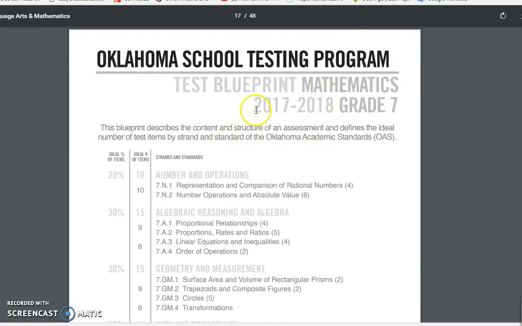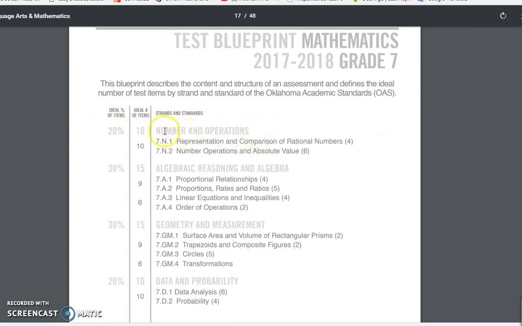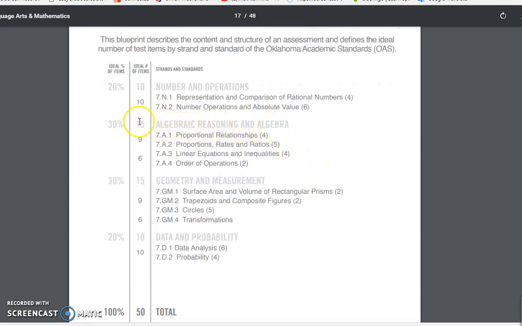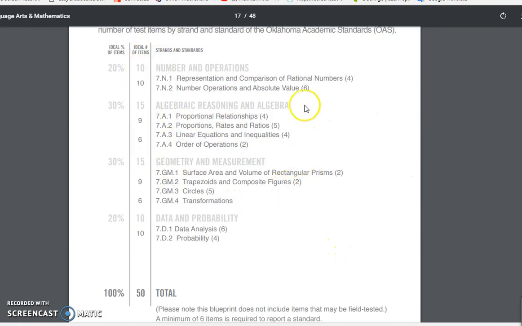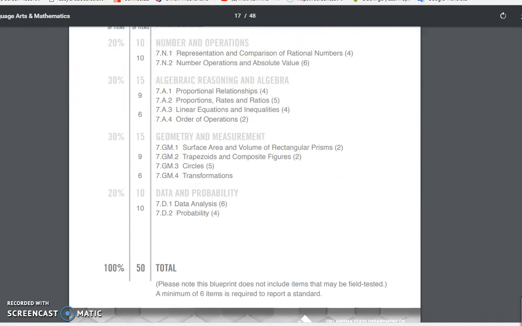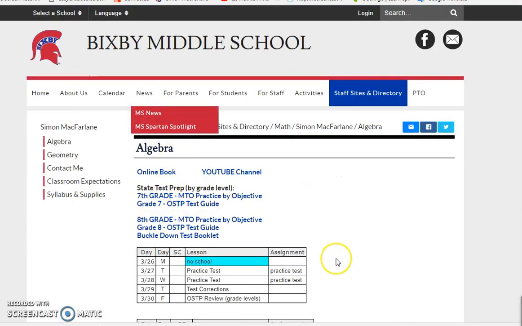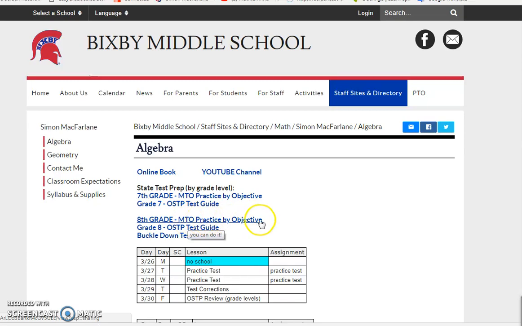For 7th grade, the breakdown looks like this. Numbers and operations, 10 questions. Algebraic reasoning and algebra 15, geometry and measurement 15, data and probability 10 questions for a total of 50. Again, if you want to have a look at this or you want to see some of the practice questions, that is on my website. I also have links there to our little practice booklet where you took your practice test, so you can go back, review the ones you missed, or when we're doing those practice problems, those links are right here.